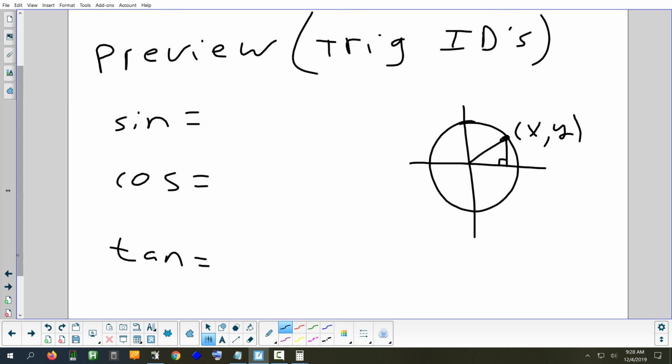In section 3.3, I'm not going to give you homework on trig identities tonight, but we're going to talk about what are called trig identities. That's what ID stands for, trig identities.